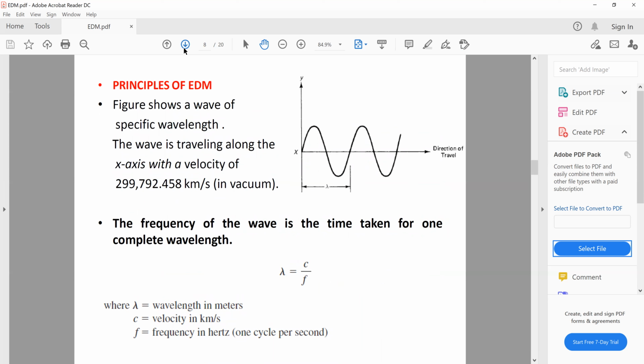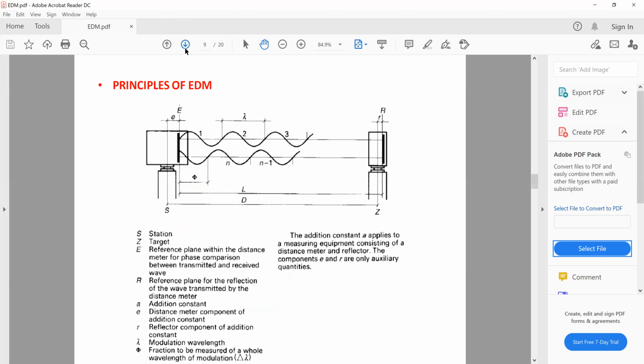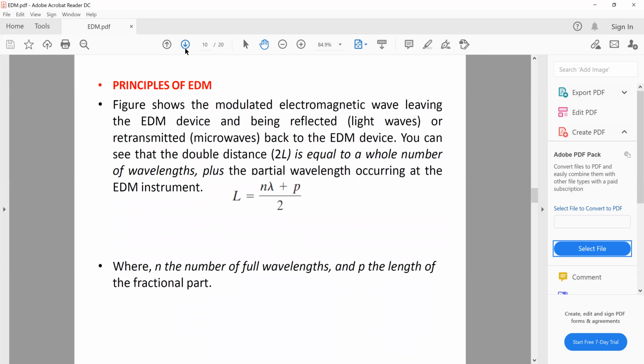So this figure shows a wave of a specific wavelength, and it has a specific speed, and the frequency can be used in this equation. So the wavelength is equal to the velocity divided by the frequency. And this is something that we have already discussed.